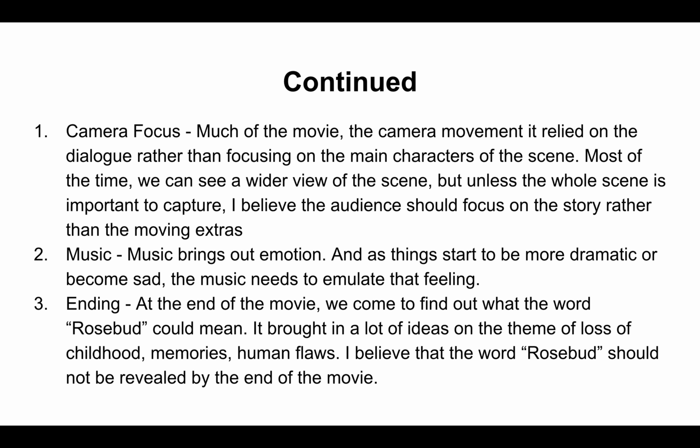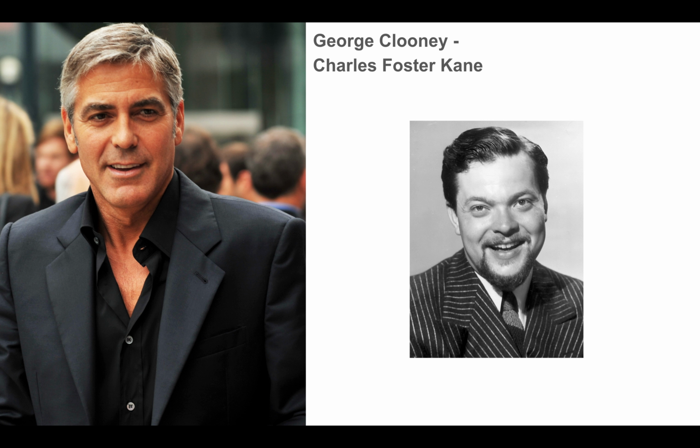And also, the last change I would like to bring in is the ending. At the end of the movie, we find out that the word rosebud could possibly mean the sled that he had as a little kid, which brought out a lot of ideas on the theme of loss of childhood, memories, human flaws. But I think what could make the movie even more interesting is if the word rosebud was never revealed in the movie. This could offer more of an audience guess and check game, and their creativity starts to connect the pieces rather than us finishing the connections for them, kind of like a plot twist.